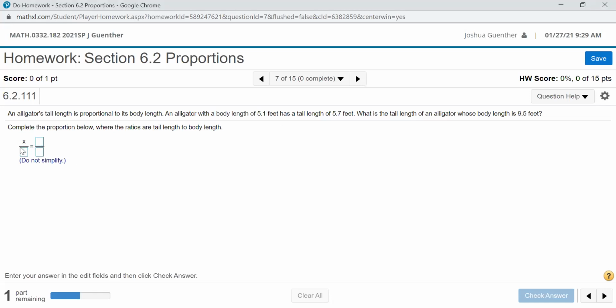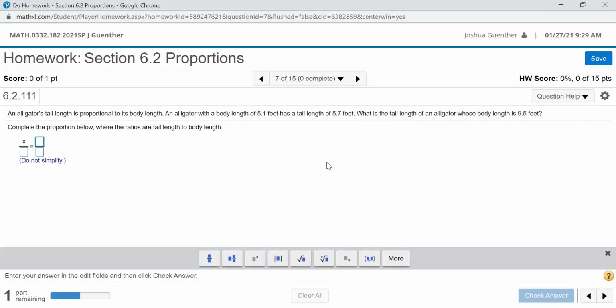Where they put the X here, if X is supposed to be asking for the tail length of an alligator, X is going to be the unknown value. So X is kind of forced to be the tail length. And since X is on top of a fraction, that means the top of the fraction is going to be tail length. The bottom of the fraction is going to be body length.